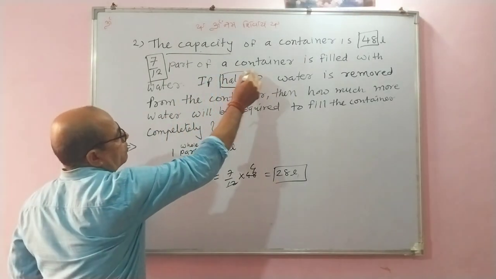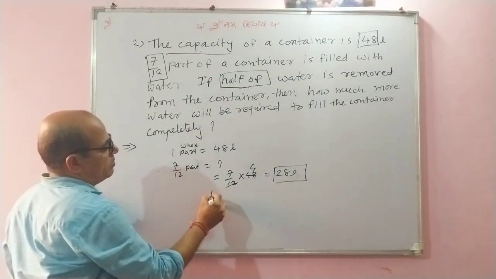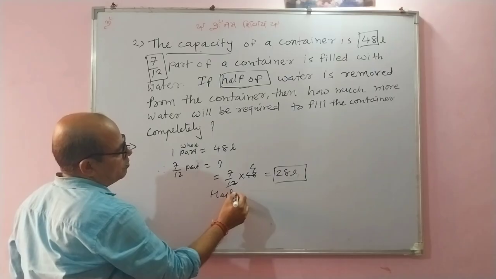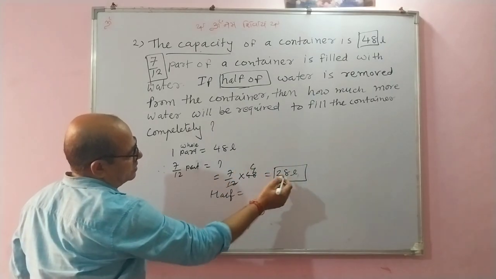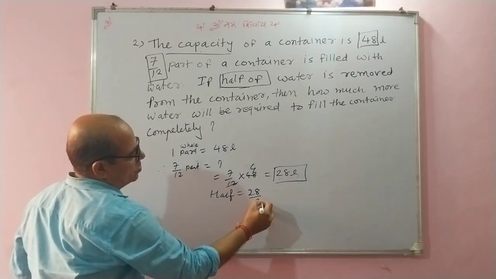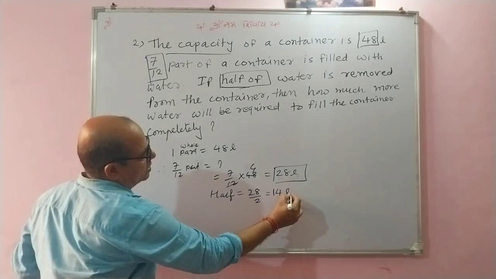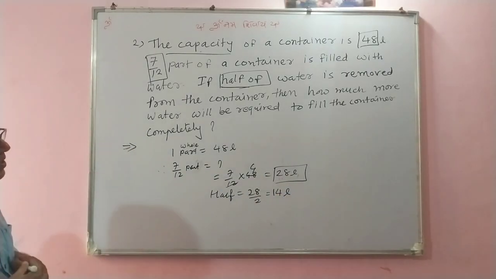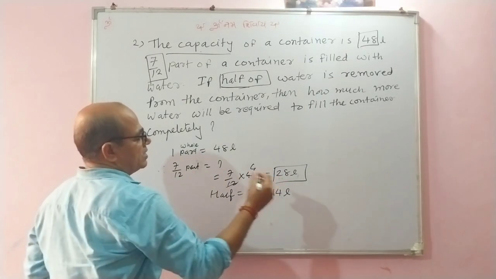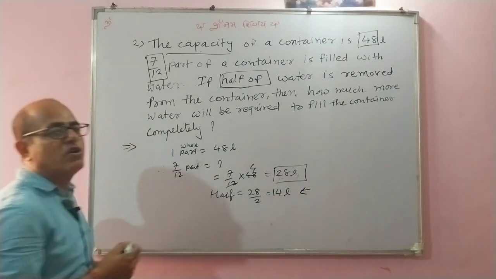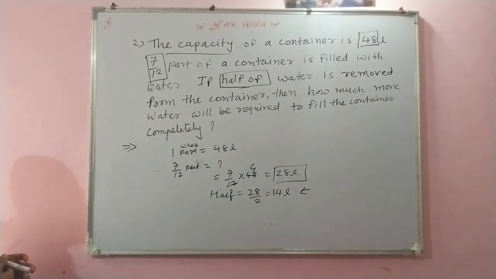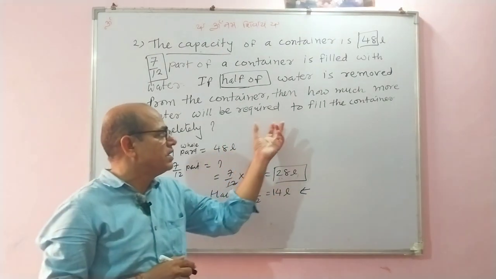But now what he is doing, half of the part he is removing. So half is equal to how much? Half of this, not 48, half of 28, means divided by 2, is equal to 14 liters. So right now at present how much water is present in the container? 14 liters only, right?